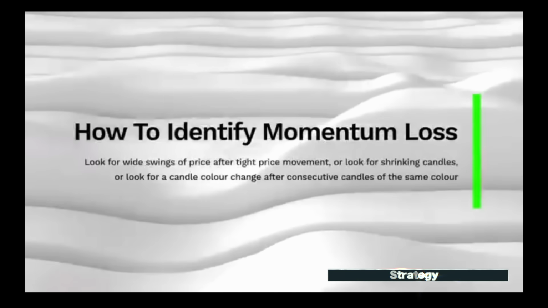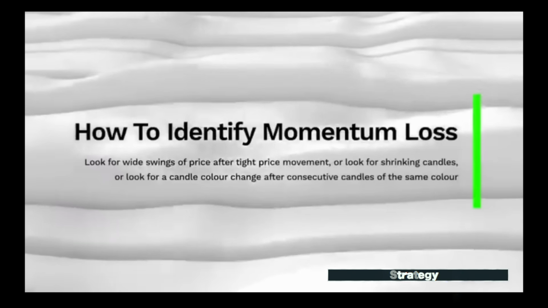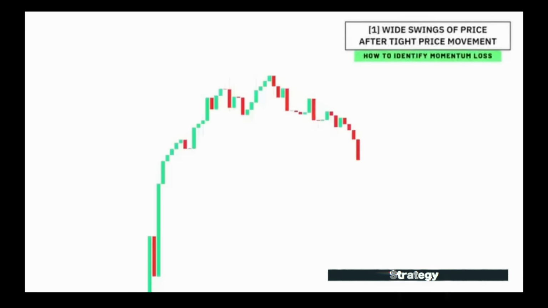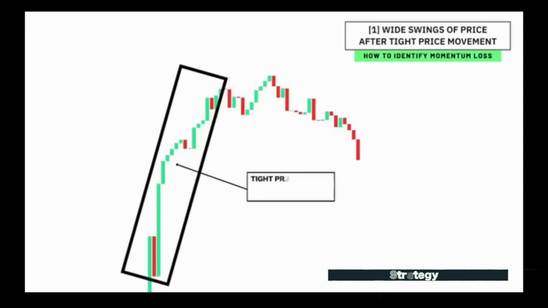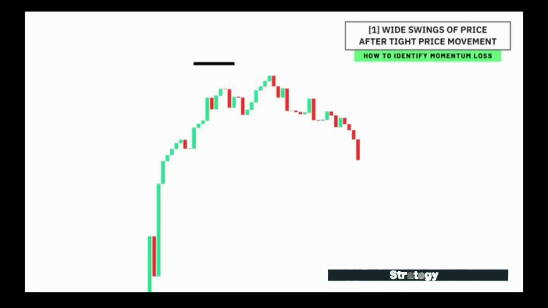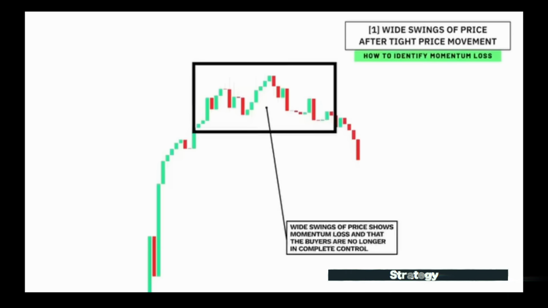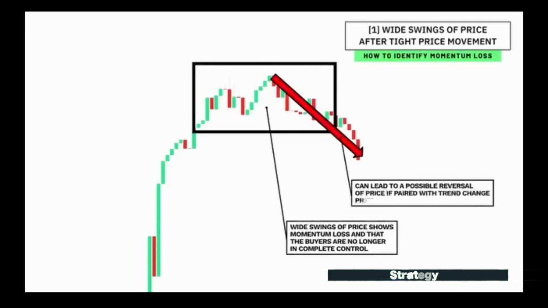So how do you identify momentum loss? The first way to identify momentum loss is to look for wide swings of price after tight price movement. So this uptrend here is tight price movement, which means the buyers are in full control. You then had wide swings occurring, which shows momentum loss and that the buyers are no longer in complete control and can lead to a possible reversal of price if paired with trend change price action, going in the opposite direction.